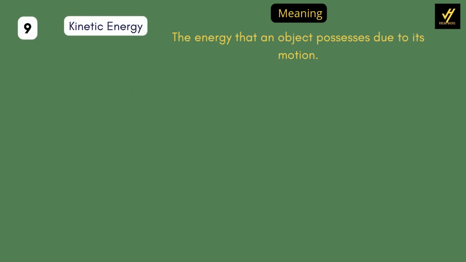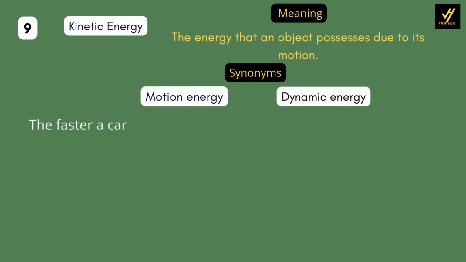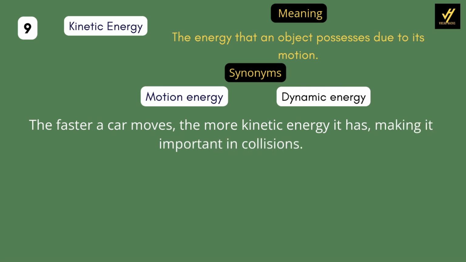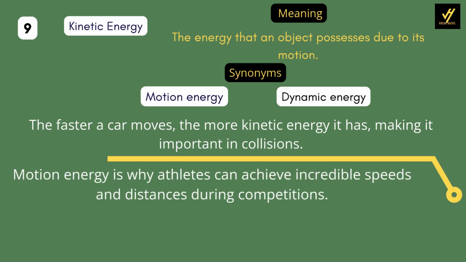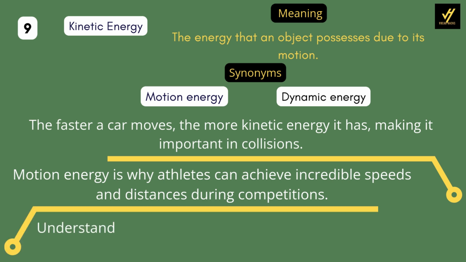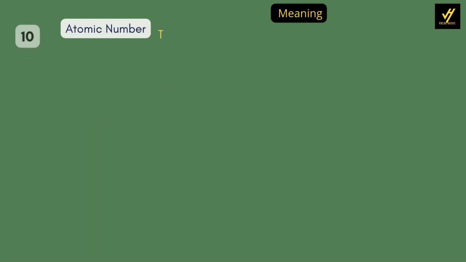Kinetic energy, the energy that an object possesses due to its motion. Motion energy, dynamic energy. The faster a car moves, the more kinetic energy it has, making it important in collisions. Motion energy is why athletes can achieve incredible speeds and distances during competitions. Understanding dynamic energy can help engineers design safer vehicles that minimize the impact of crashes.